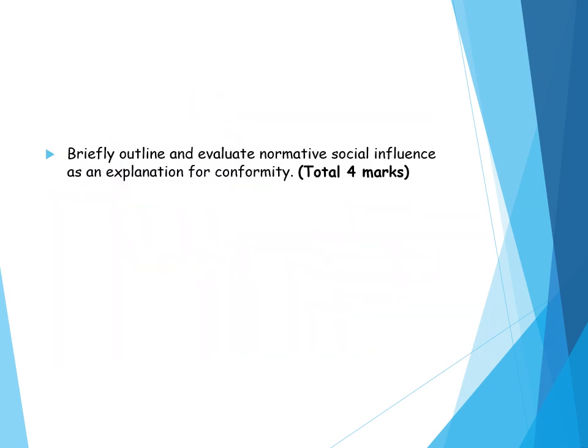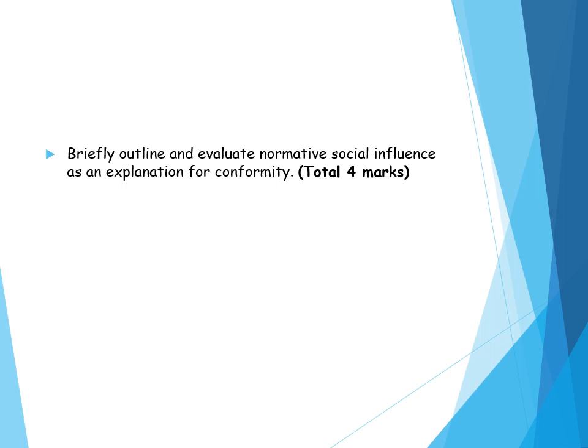So we could get a question like this: briefly outline and evaluate normative social influence as an explanation for conformity. This one has been very specific in asking you to talk about normative social influence and not about informational social influence. So 4 marks, what it is and a brief outline: 2 marks on your AO1 description and 2 marks on your evaluation.